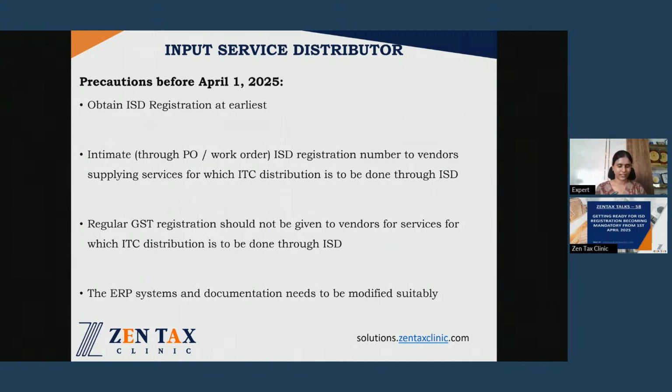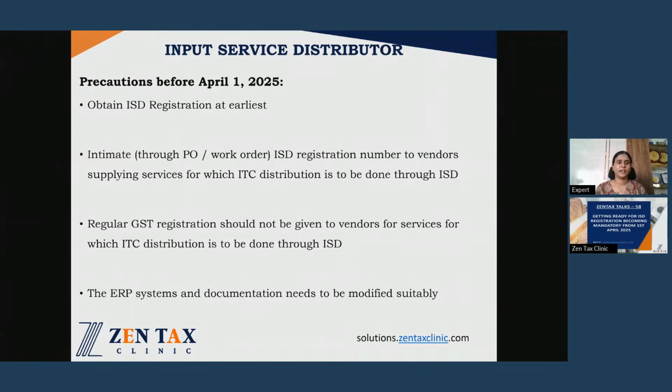In case we are an entity for which the ISD provisions are applicable, then we need to take these precautions before April 1, 2025. Firstly, we should obtain ISD registration at the earliest. ISD provisions will be applicable from the 1st of April, so it is advisable to take ISD registration at the earliest.